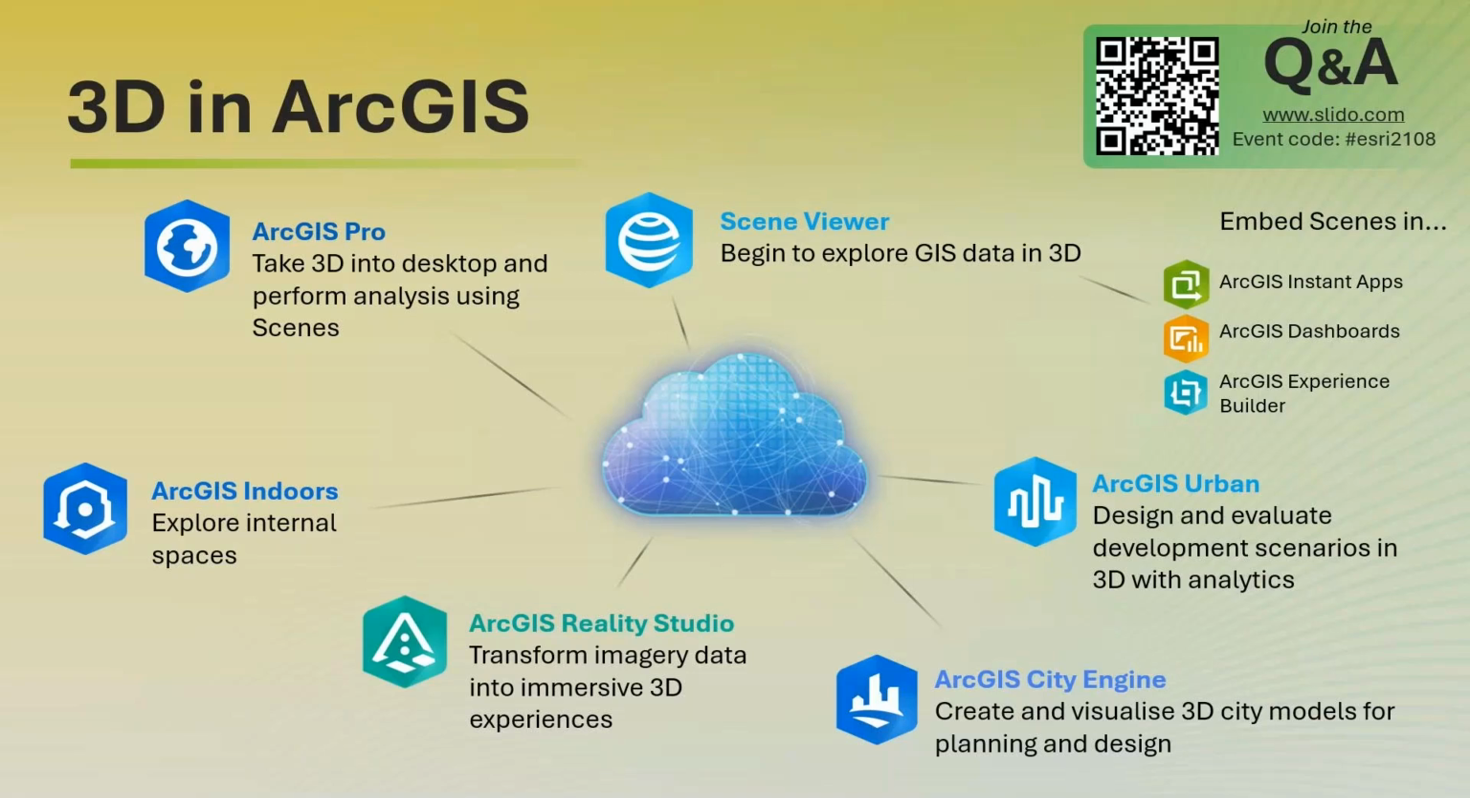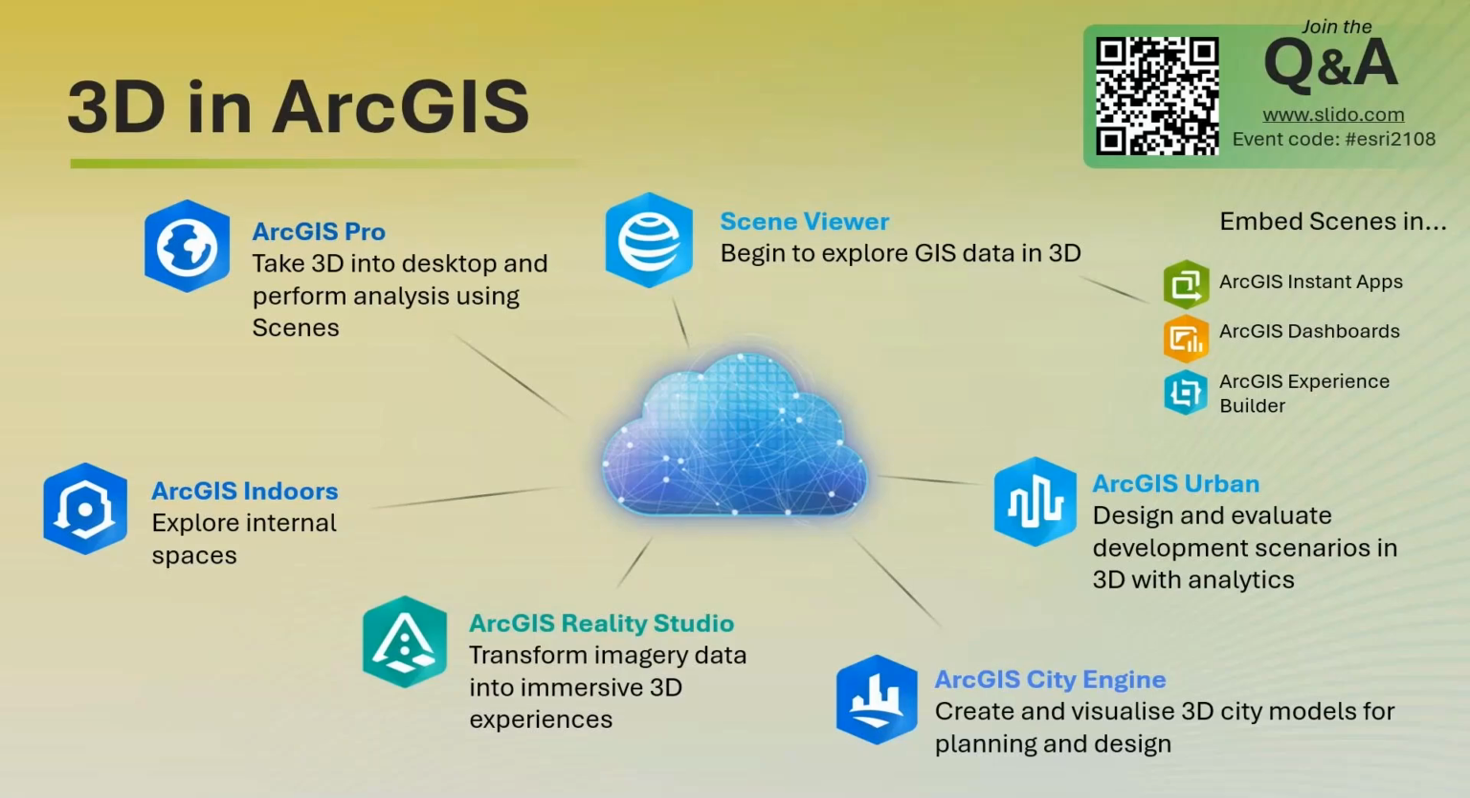And moving on to the more targeted 3D products, ArcGIS Urban enables planners and design professionals to collaborate across teams with a web-based 3D solution that supports scenario planning and impact assessment. Then we have ArcGIS CityEngine, which is an advanced 3D modeling application for creating immersive urban environments in less time than with traditional modeling techniques. We have ArcGIS Reality Studio, which is an advanced photogrammetry product.